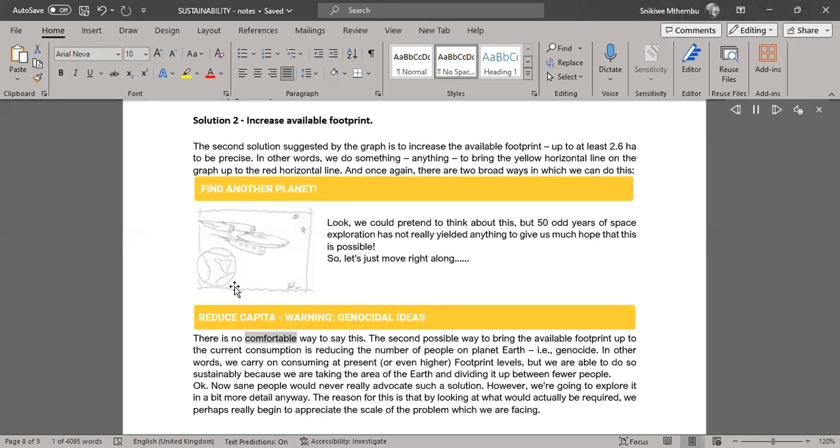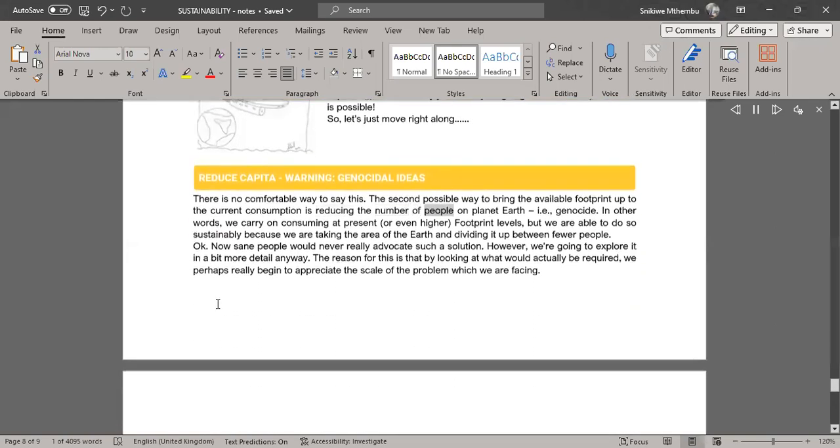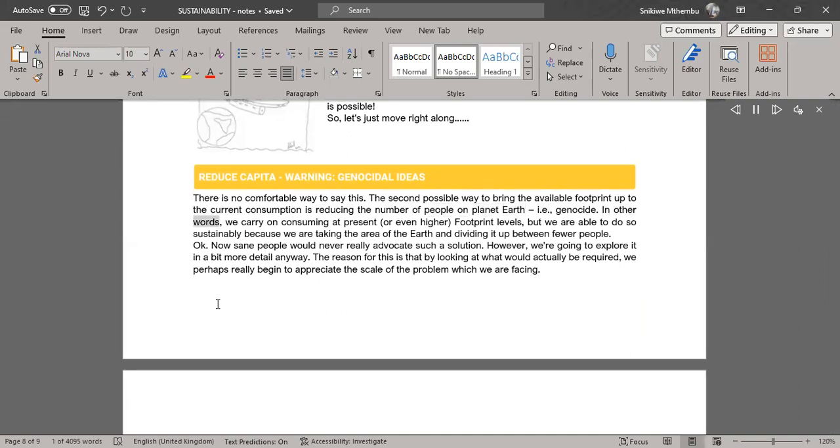There is no comfortable way to say this. The second possible way to bring the available footprint up to the current consumption is reducing the number of people on planet Earth, i.e., genocide. In other words, we carry on consuming at present, or even higher, footprint levels, but we are able to do so sustainably because we are taking the area of the Earth and dividing it up between fewer people. Okay. Now sane people would never really advocate such a solution. However, we're going to explore it in a bit more detail anyway.